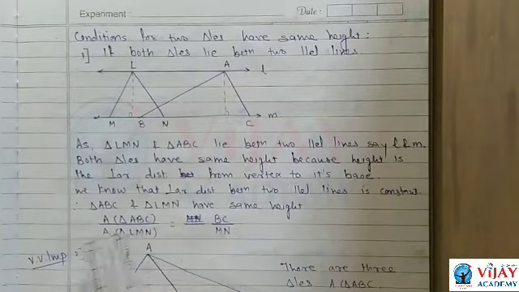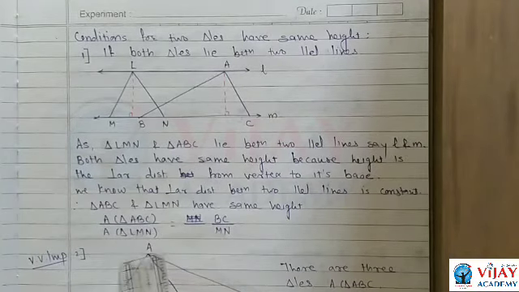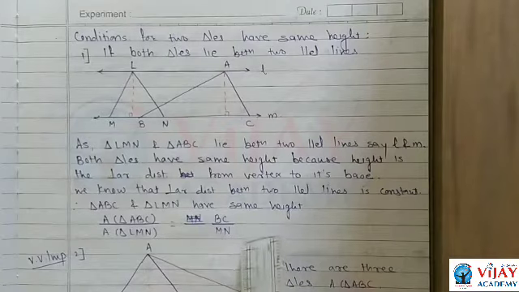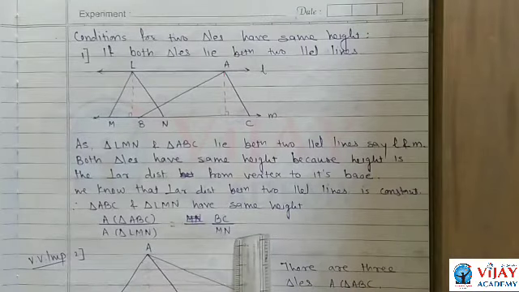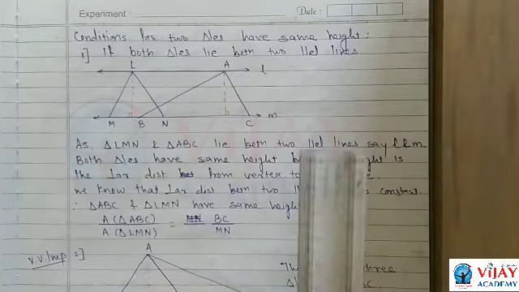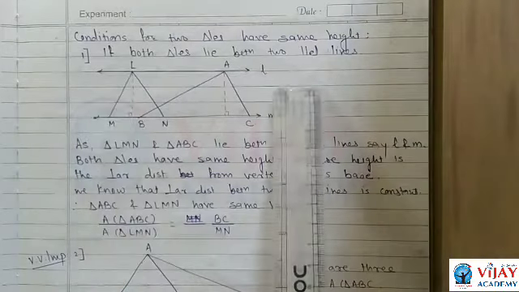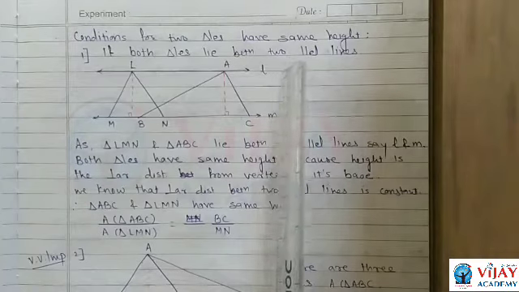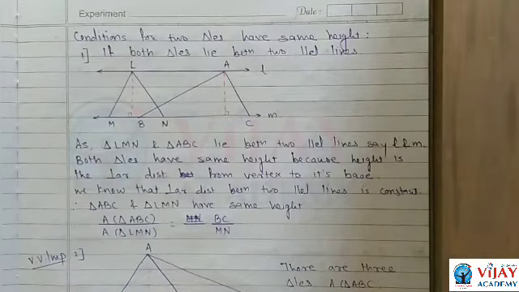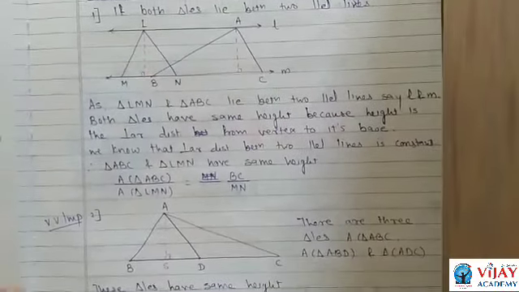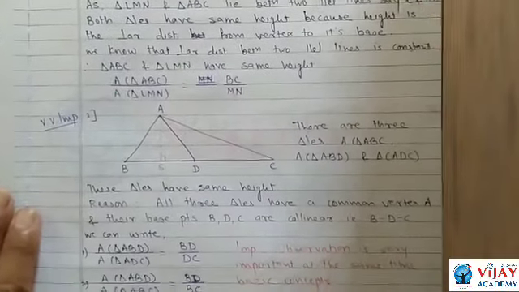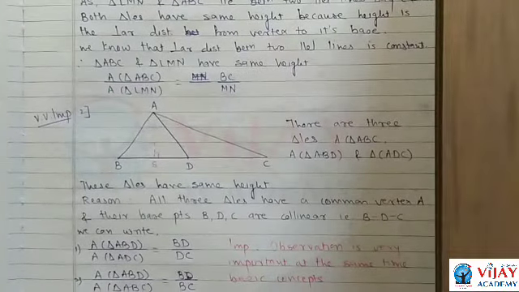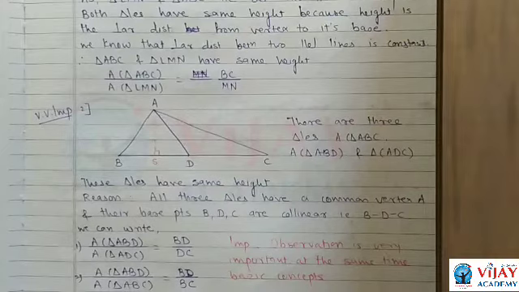So area of triangle ABC upon area of triangle LMN is equal to BC upon MN. So this is the first case of same height, when the two triangles lie between two parallel lines. Then the second case, that is very, very important, we use this case again and again.